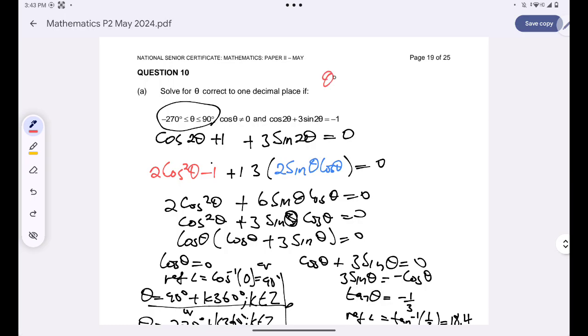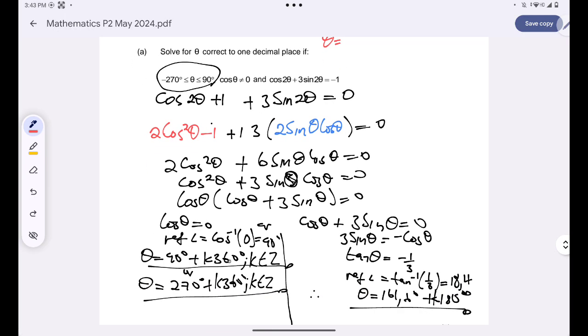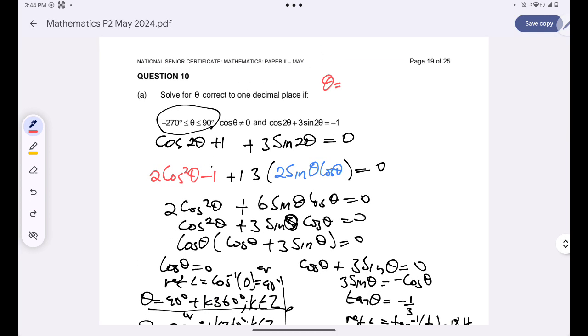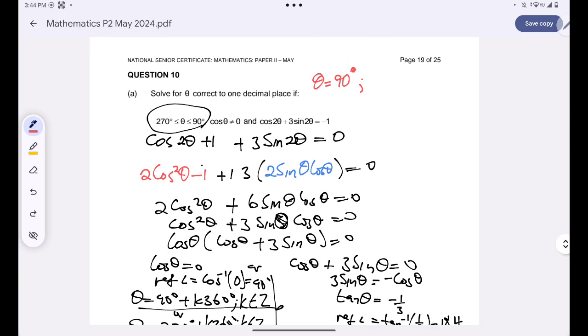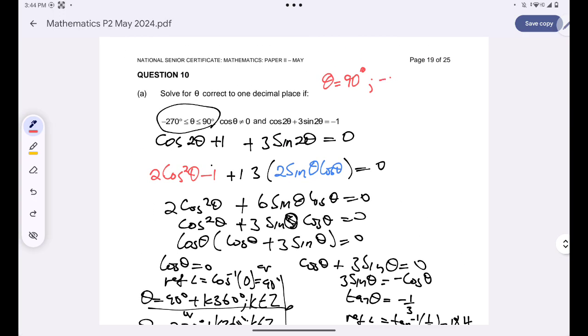I'll say theta is equal to, firstly, whenever we substitute 0 here, I'll simply get 90. 90 is included there, so 90 is part of the angles. Another one, whenever I substitute a negative 1 in the first general solution, 360 plus negative 1 multiplied by 360, this will give me negative 270.